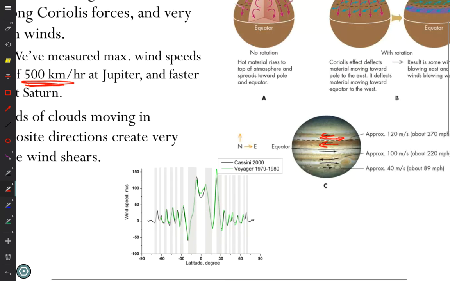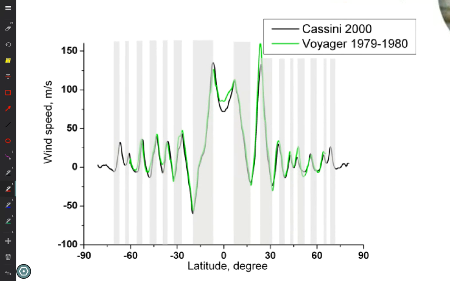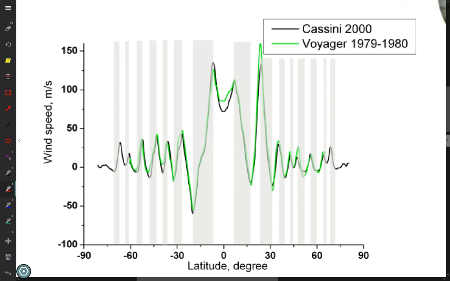So this picture down here actually shows measurements. The black line is the most recent and best from the Cassini mission of the wind speeds as you go from pole to pole on Jupiter. I believe this is Jupiter, Cassini, yeah. And so you can see the wind speeds. Let me put a mark here for where 0 is. There's 0.